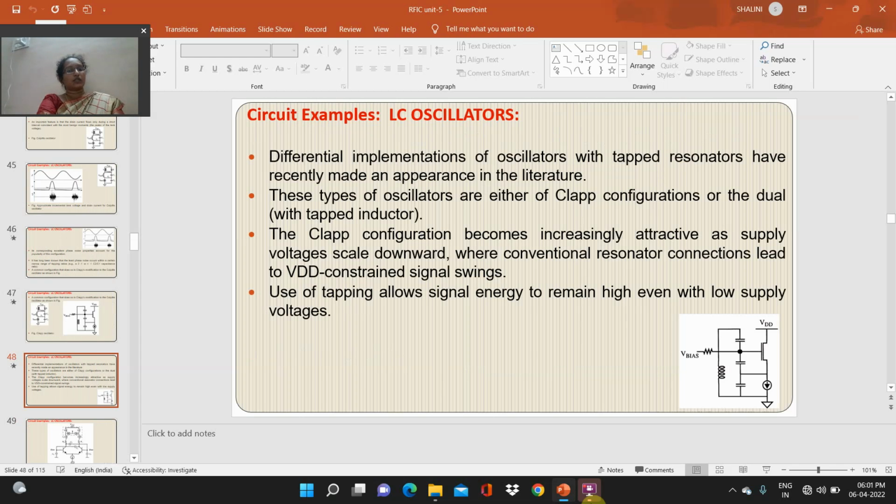These types of oscillators are either of Clapp configuration or the dual. So, the Clapp configuration becomes increasingly attractive as supply voltage scales downwards, where conventional resonator connections lead to VDD constrained signal swings, use of tapping allows signal energy to remain high even with low supply voltages.